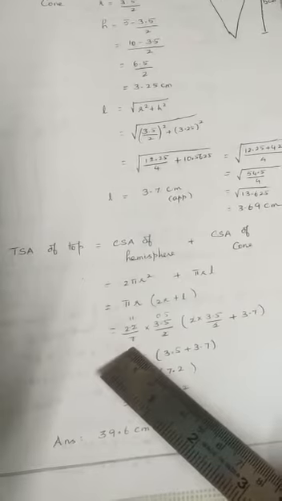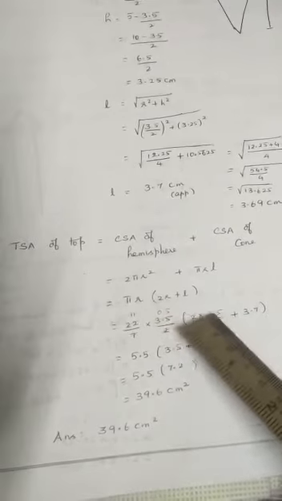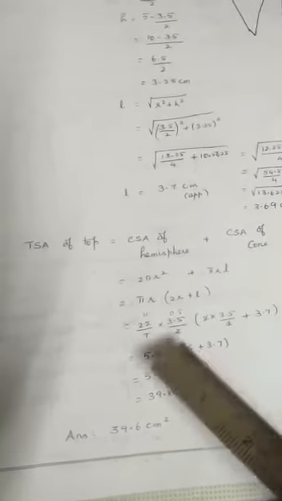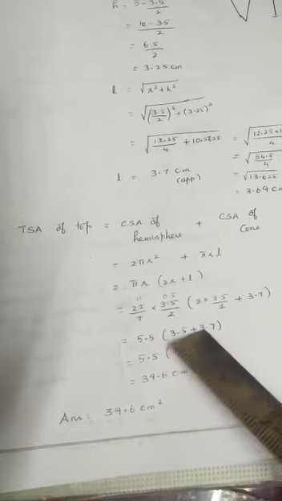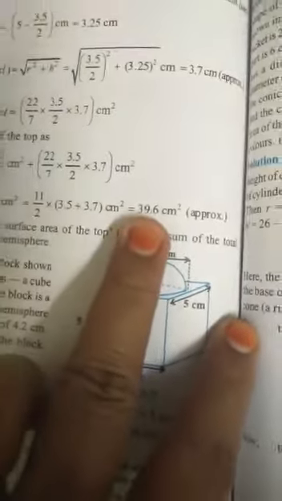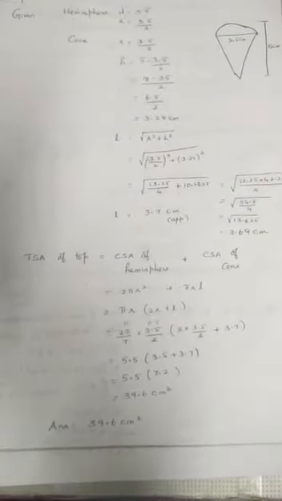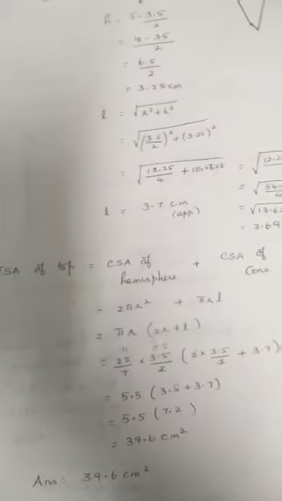Then you have to substitute: 22 by 7 into 3.5 by 2, bracket, 2 into 3.5 by 2 plus 3.7. Then simplify: 5.5, 3.5 plus 3.7. You will get the answer 39.6 centimeter square. The same answer you will get in the textbook. Okay, so you have to do it step by step this way, then only you will get the correct answer. For combination of solids, the written part will also be taken properly. And then we are going to see the next example.